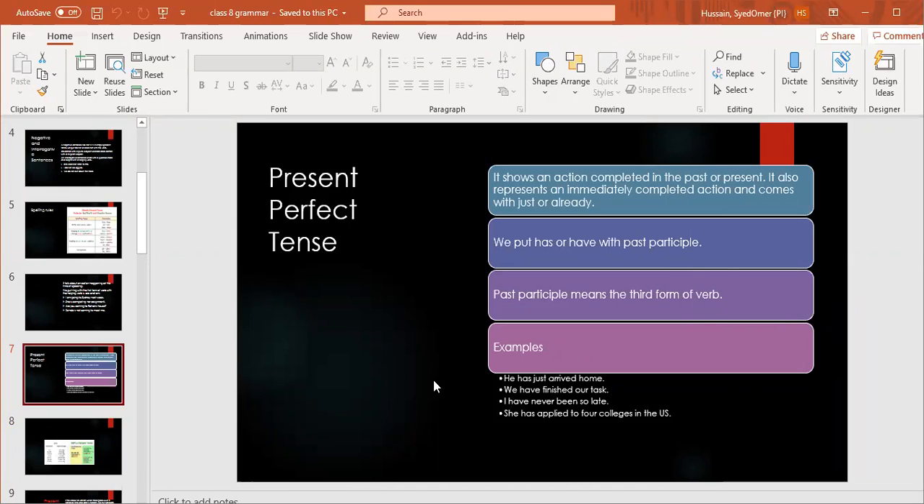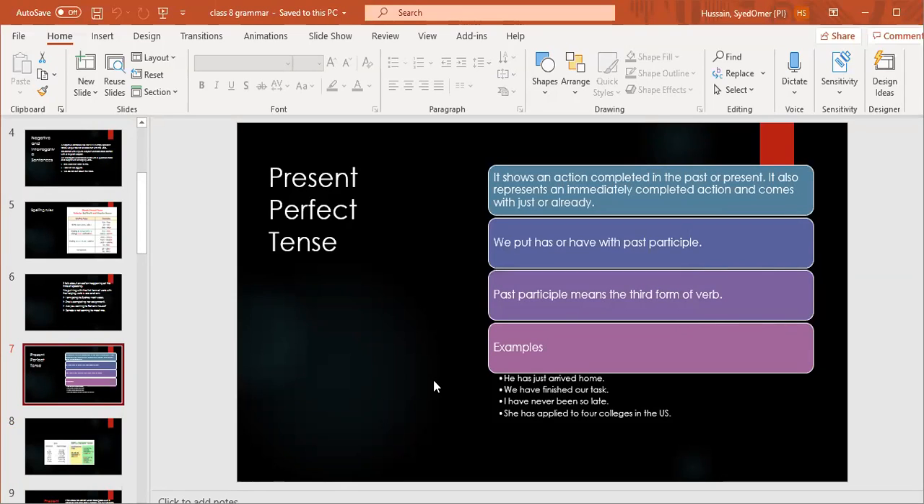They have finished their task. He has just arrived home. I have finished cooking. She has applied to 4 colleges in the US. Do you understand, students? So, present perfect tells about an action which has been completed.